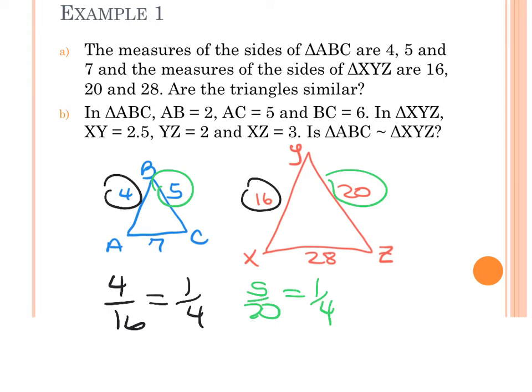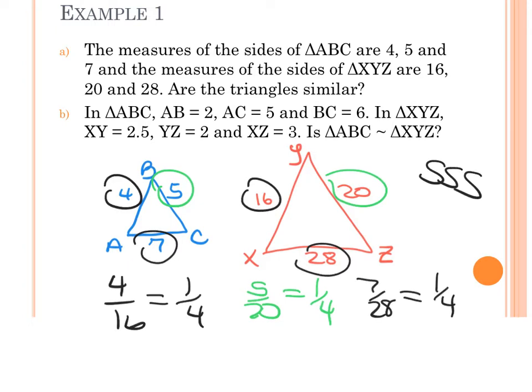And then lastly, the 7 with the 28. Notice they all simplify to the same thing. So I could say, yes, these triangles are similar by the side, side, side similarity theorem. Notice we did not have any angle information, so that should have been a clue that we would be looking for side, side, side.